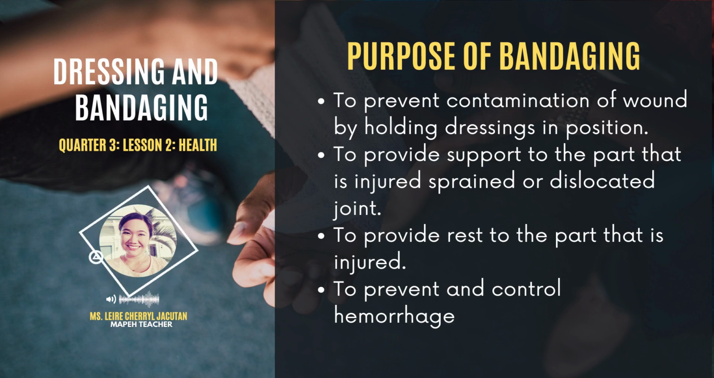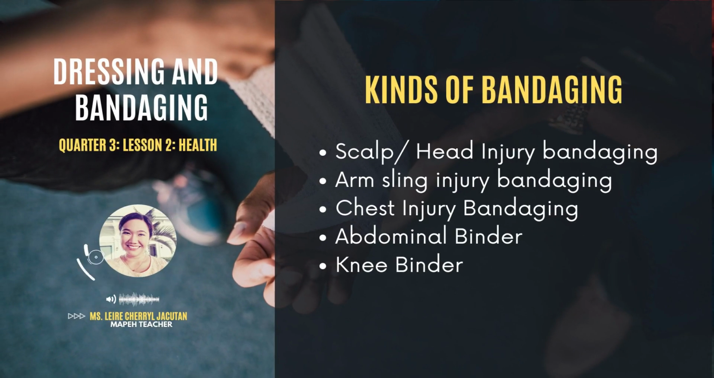There are different types of bandages, such as triangular bandages, roller bandages, and tailed bandages. Whatever type of bandage you are going to use, all these types of bandages could produce different kinds of bandaging techniques. There are different kinds of bandaging techniques. 1 is scalp head injury bandaging. 2, arm sling injury bandaging.